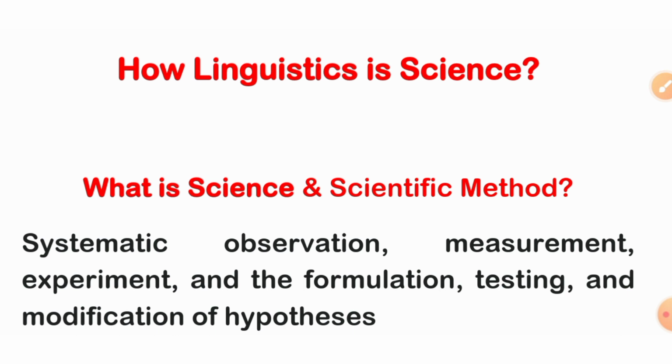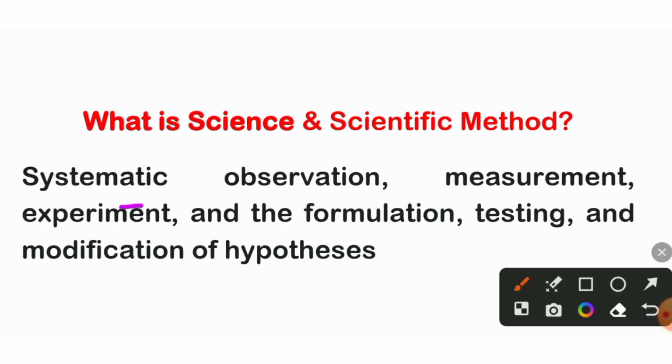Let's get started. Today's topic is how linguistics is a science. But before that, let's talk about what science and the scientific method are. Systematic observation, measurement, experiment, and the formulation, testing, and modification of hypotheses. It means science adopts a method that's called the scientific method.